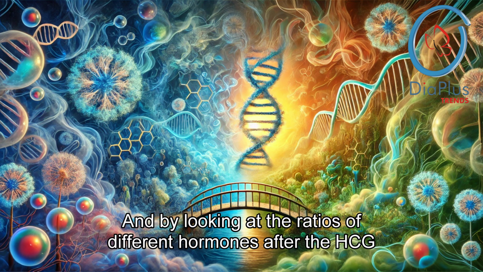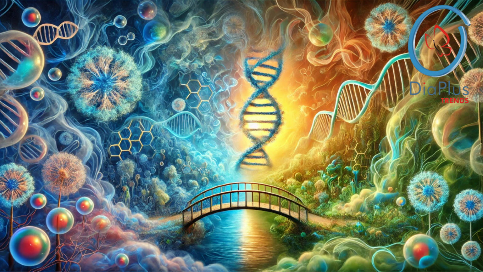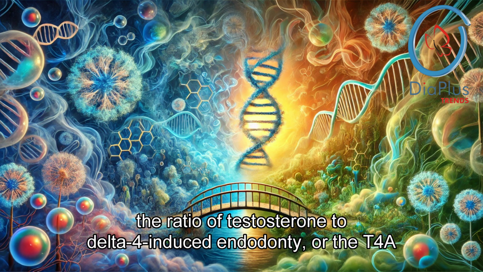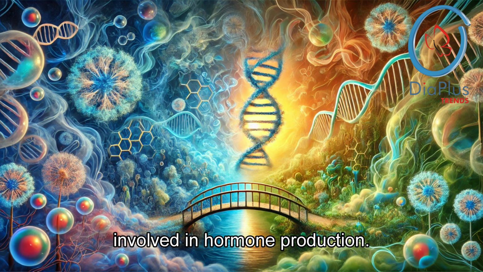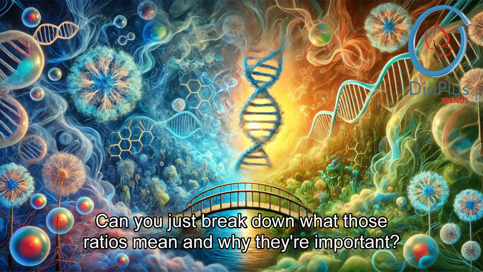Exactly. And by looking at the ratios of different hormones after the HCG stimulation test, like the ratio of testosterone to delta-4-androstenedione, or the T/A4 ratio, or the ratio of testosterone to dihydrotestosterone, or the T/DHT ratio, clinicians can get a better idea of whether there might be a problem with specific enzymes involved in hormone production. Wait, slow down. That's a lot of technical terms. It is. Can you just break down what those ratios mean and why they're important?